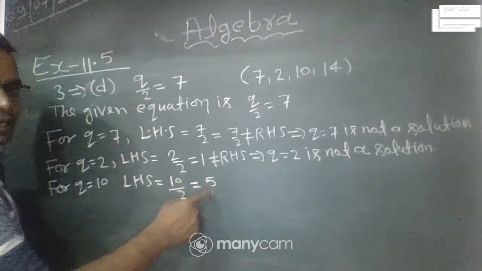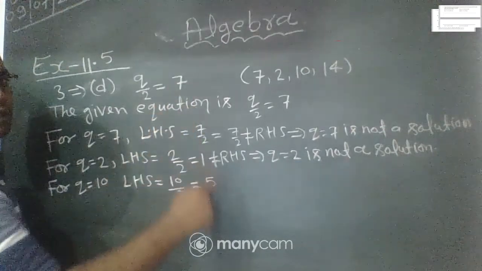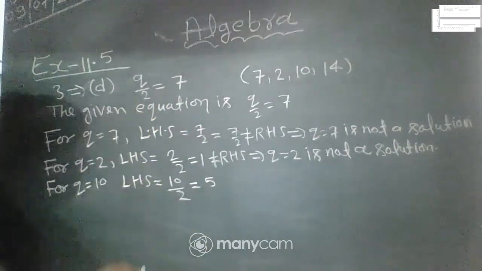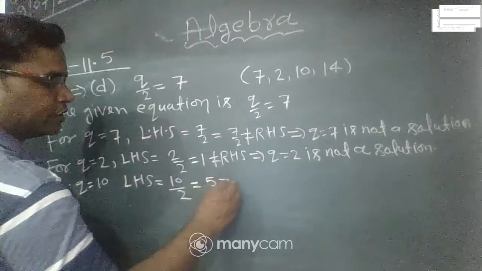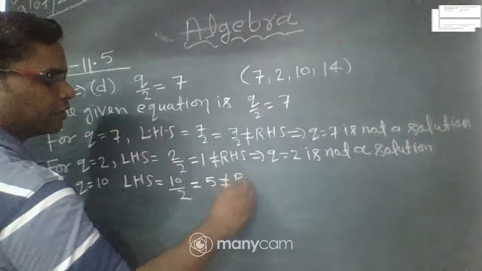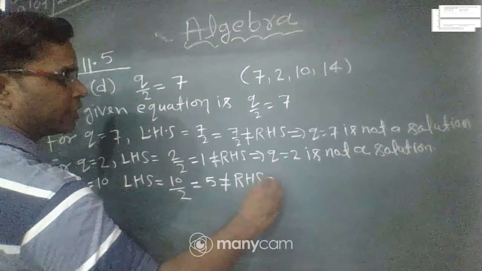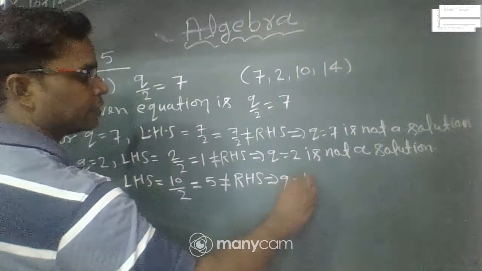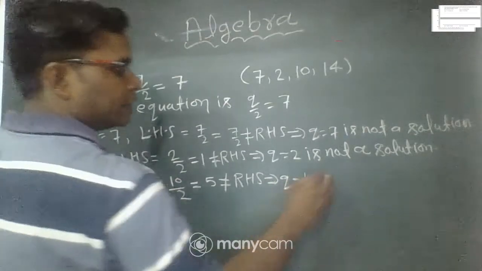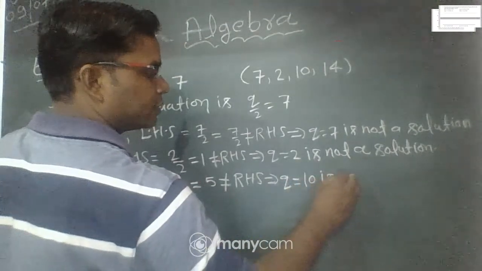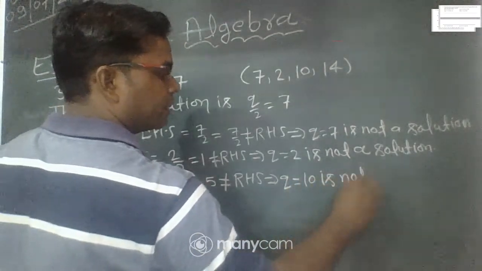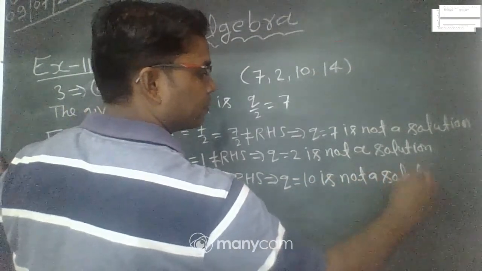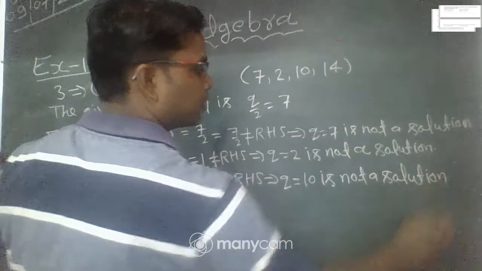This is the left hand side, but the right hand side is 7. So you can say the left hand side is not equal to the right hand side. So you can write here, this is not equal to the right hand side, and this implies that q is equal to 10 is not a solution. Clear?